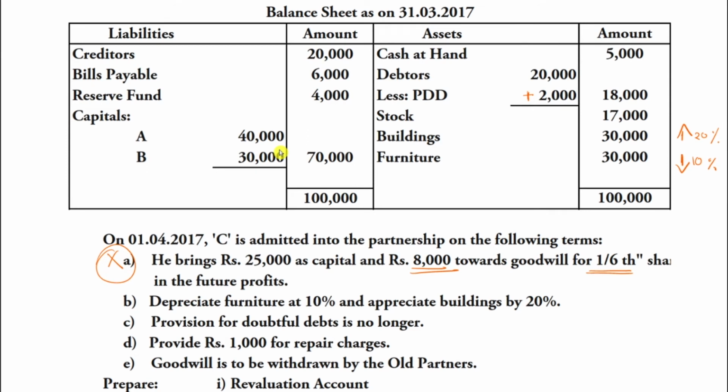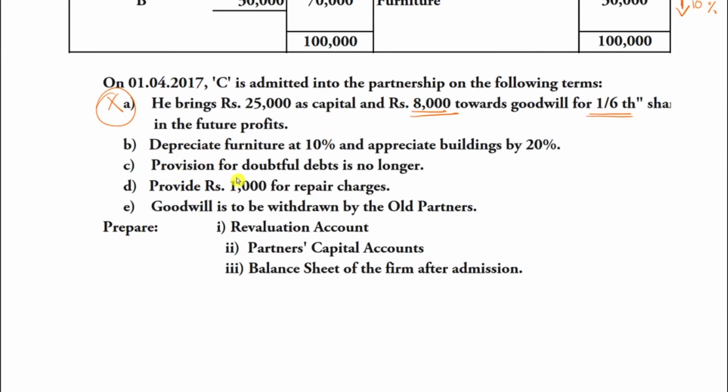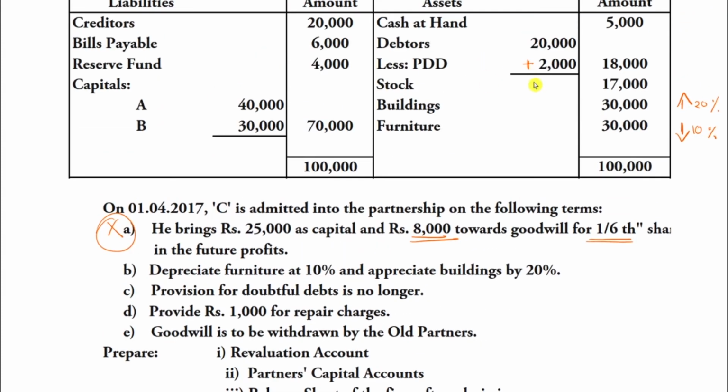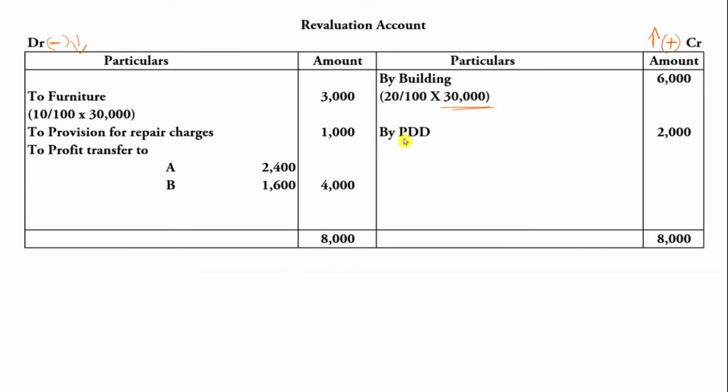Get back to the next point. Provision for doubtful debts is no longer considered. Here out of 20,000 they subtracted 2,000 and that became 18,000, but this is no longer considered. That means it is getting back to the business, so we need to add it. Last year we subtracted, that's why we are adding this year. So for the provision for doubtful debts, add the 2,000 because we are no longer considering it.